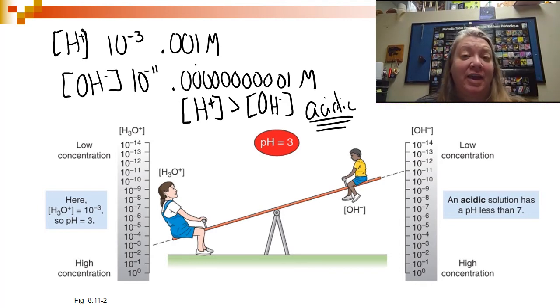Now, based on the H plus concentration of 10 to the negative 3, we calculated the pH. So we took a negative log of 10 to the negative 3, and that's going to give us our pH of 3.